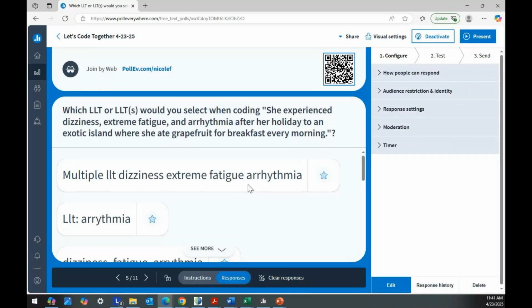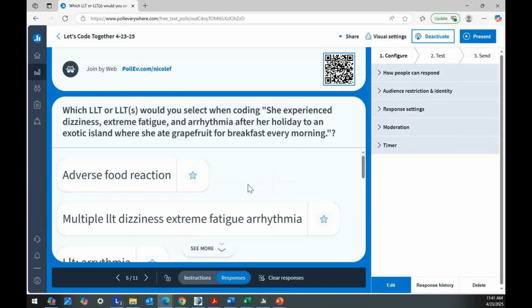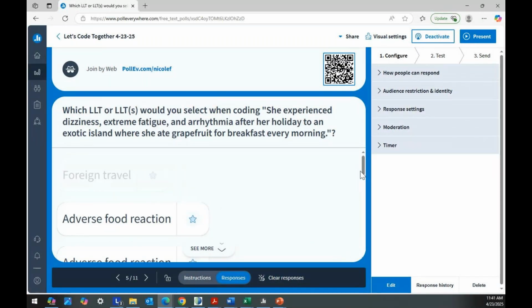Multiple LLTs, dizziness, extreme fatigue, arrhythmia. All right, I'll give everyone a little more time since we have plenty of time left today. We'll give you plenty of time to be able to respond to these polls. I actually have multiple polls each exercise, so we'll give plenty of time. Adverse food reaction, very interesting.